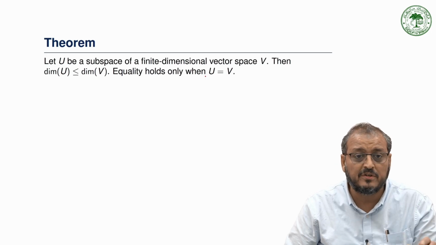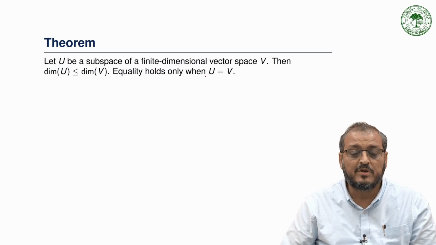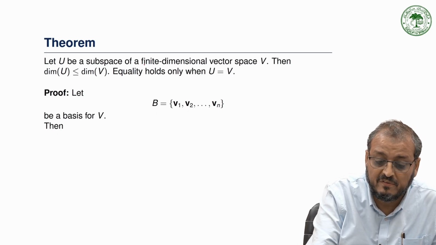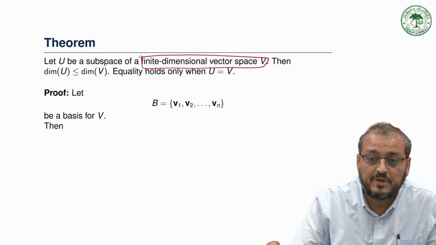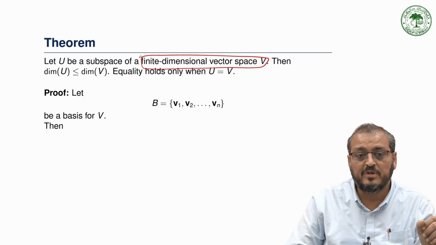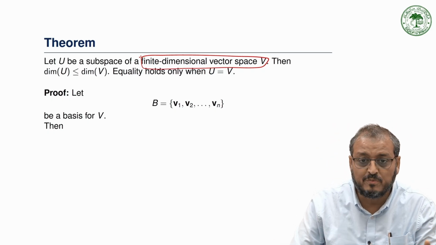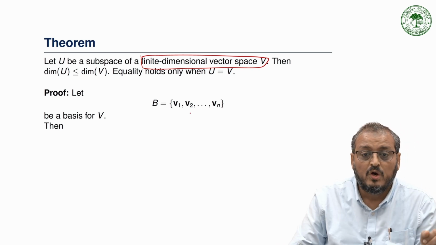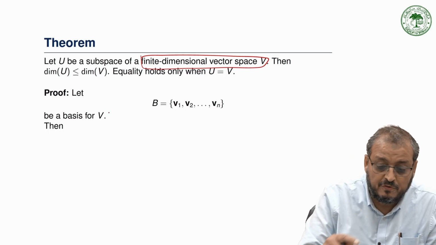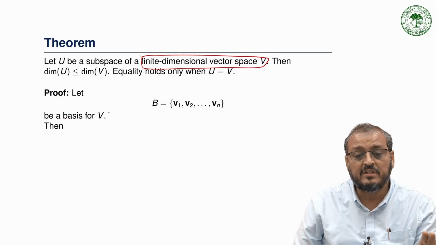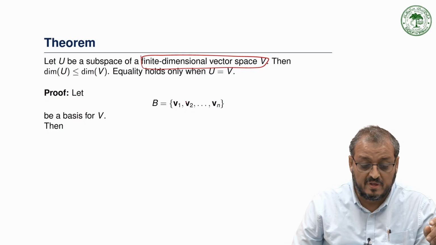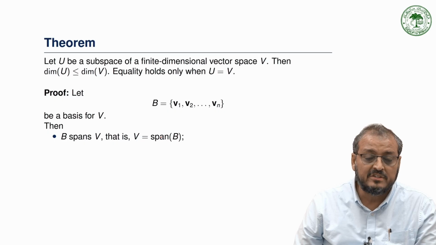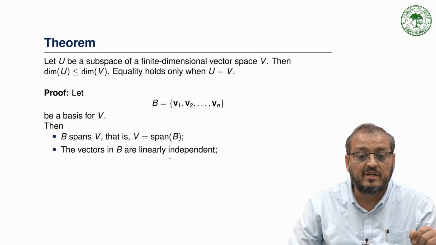We have to prove that the dimension of this subspace is less than or equal to the dimension of the vector space V. Since V is a finite dimensional vector space, V has a basis with finitely many elements. So assume that B = {v1, v2, ..., vn} is a basis for V. Then there are two things: span of B is equal to V, and the vectors in B are linearly independent.